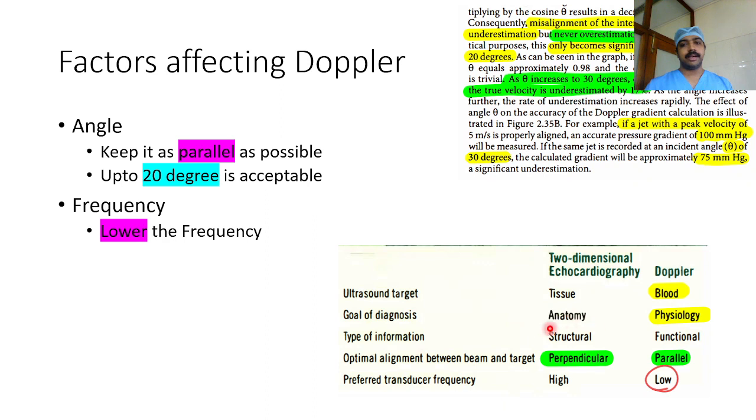2D is anatomical, whereas this is physiological. In 2D we have to keep it perpendicular as much as possible, whereas in Doppler keep it as parallel as possible. And the transducer frequency should be as low as possible when we are doing a Doppler. But when we are doing a 2D image, the higher the frequency, the better the resolution we get. But we have to compromise on the depth, as we said earlier. So whenever switching from 2D to Doppler, try to reduce the frequency.